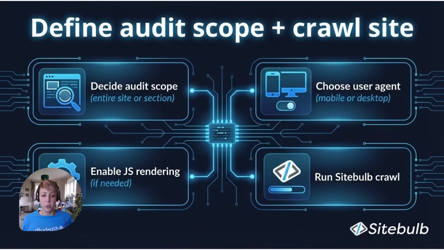Decide the scope of your audit. Are you auditing the entire site or a section of it? Do you want to see mobile or desktop data? Which kind of crawler do you want to use? The standard HTML or the JavaScript crawler? With your tools at the ready and your scope defined, run a full crawl with Sitebulb. The crawl is the foundation. It collects the data you will need to analyze for every technical check.